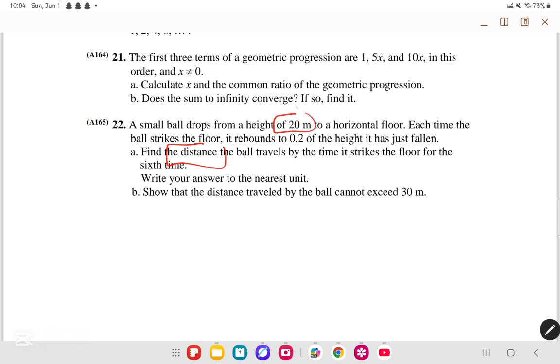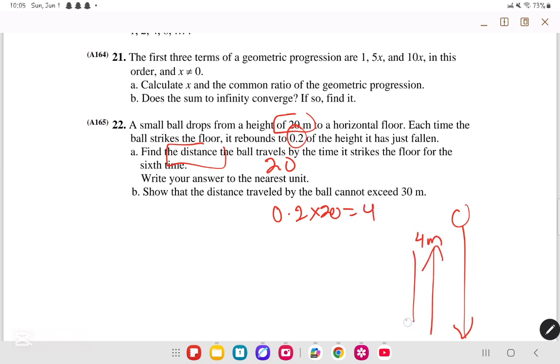So first it drops from a height of 20 meters. That means it first travels 20 meters. Then each time it rebounds to 0.2 of the height it has just fallen. So the second time it goes up, how much is the height it will travel up? It will travel 0.2 of the height it has just fallen. So it will travel 0.2 times 20, which is 4 meters up. So it travels 4 meters up, and it also travels 4 meters down. So in total this is 4 meters plus 4 meters, which is 8 meters.